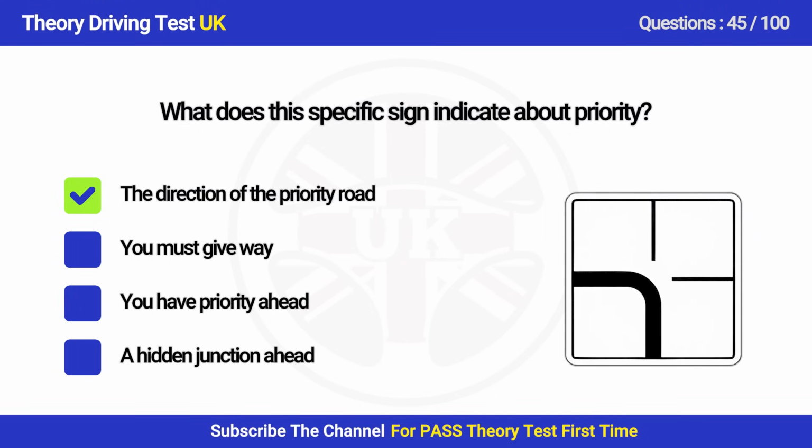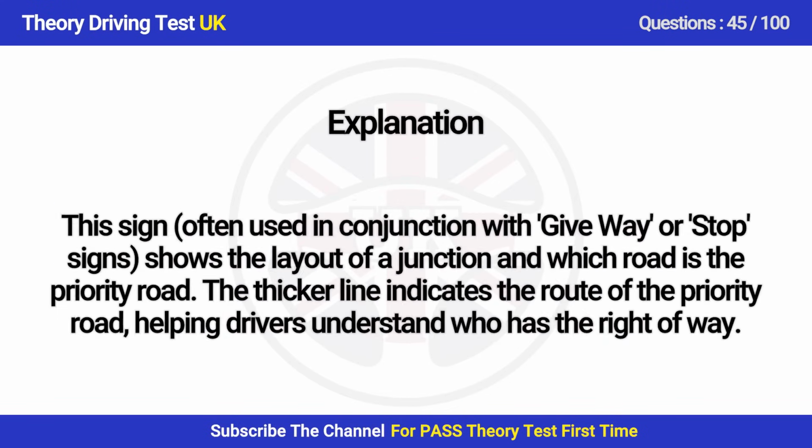Answer is A, the direction of the priority road. This sign, often used in conjunction with give way or stop signs, shows the layout of a junction and which road is the priority road. The thicker line indicates the route of the priority road, helping drivers understand who has the right of way.